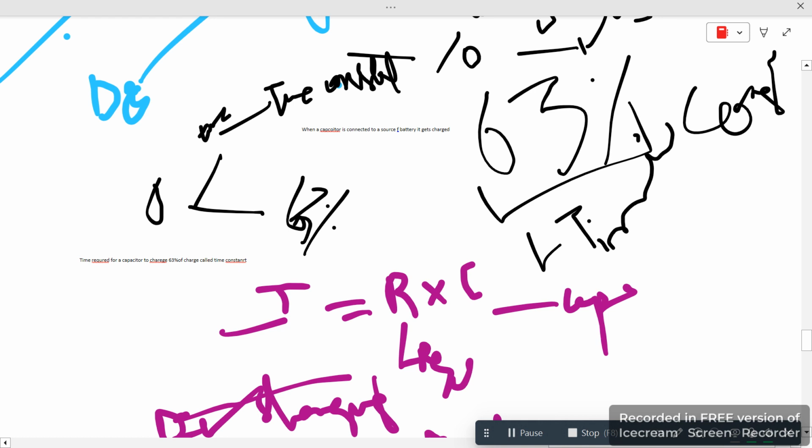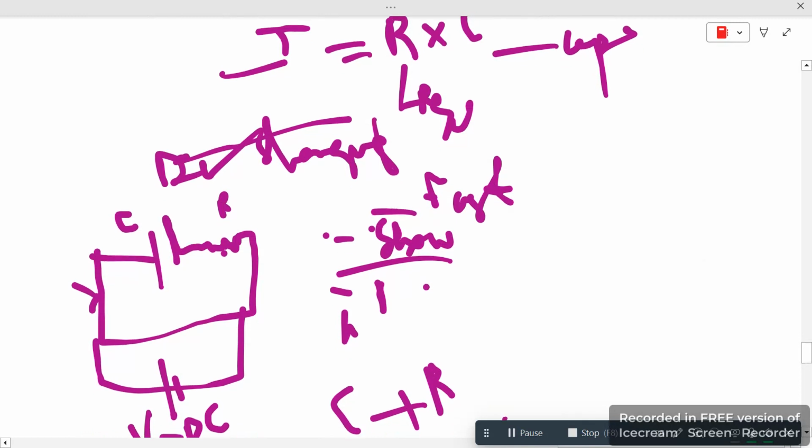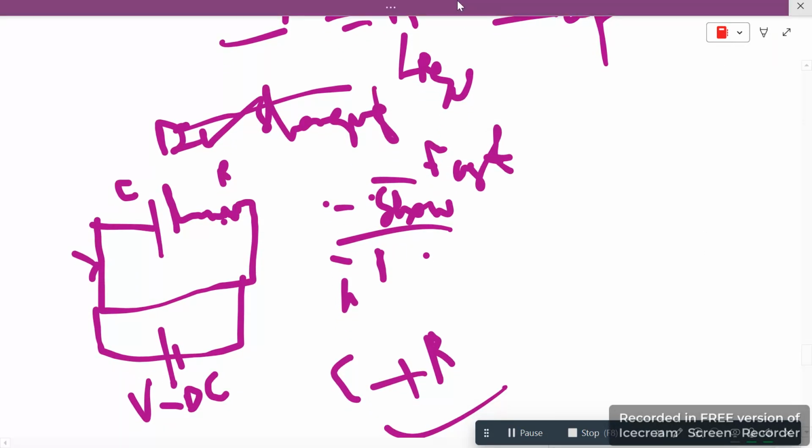Okay, so yes, we were discussing charging and discharging. We discussed 63% is the time constant. This means when you're charging a phone from 0 to 60%, the time required to do that is known as the time constant. Time constant is also equal to resistance and capacitance. So we can also say the product of resistance and the capacitance is known as the time constant.